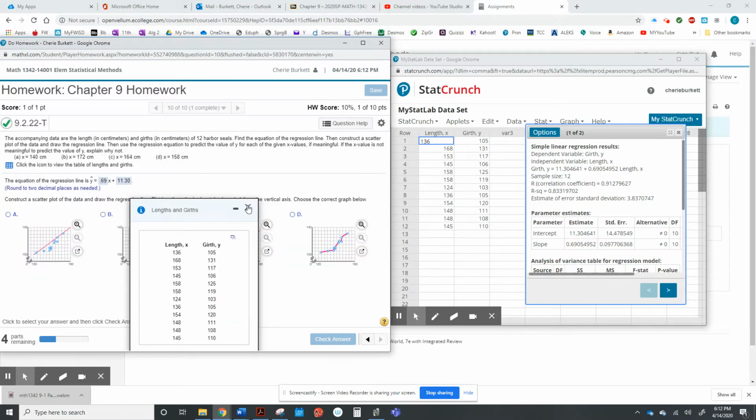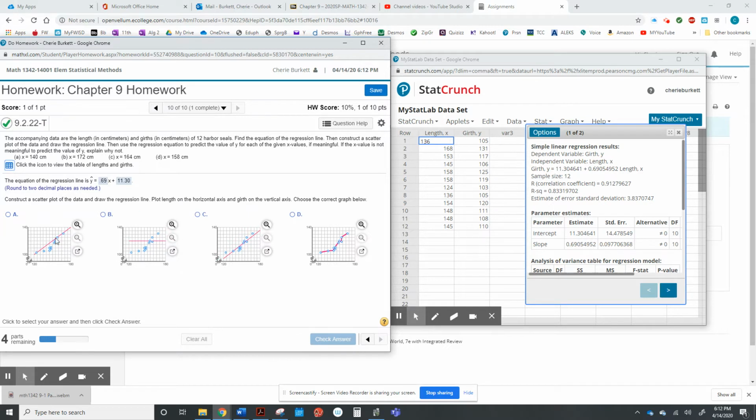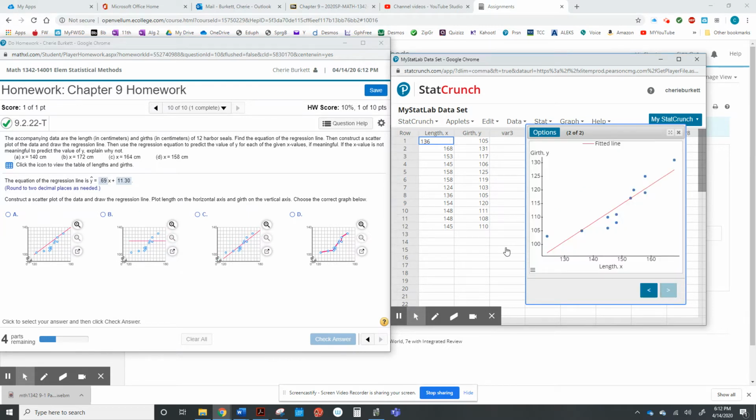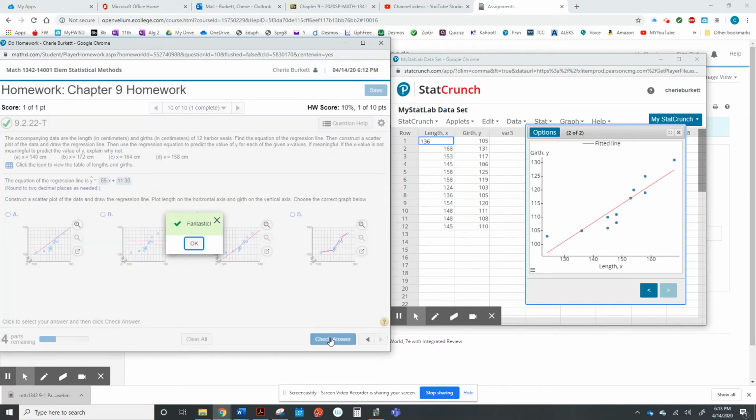And so now it wants to know which one of these is the graph. Well, they've got it graphed right over here. So it's either C or A. And it looks like these points are above the line. These points are above the line. These have it on the line. So it looks like C is the correct answer.